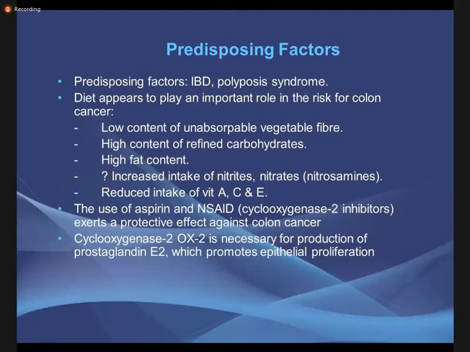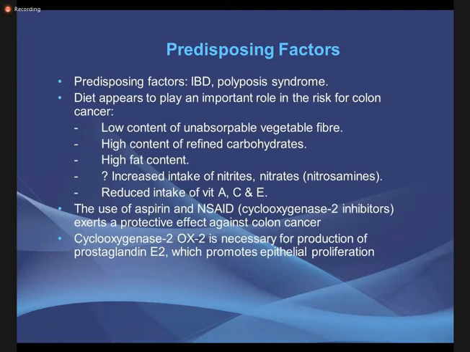Diet has an important role in the risk for colon cancer. Low content of unabsorbable vegetable fiber, high content of refined carbohydrates, high fat, and reduced intake of vitamins A, C, and E, because these are antioxidants. So reduced intake of these is one of the risks for colon cancer.